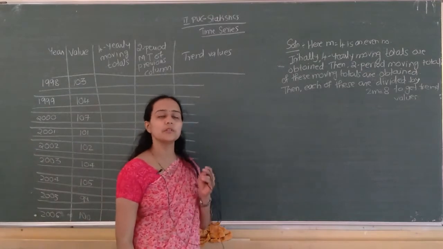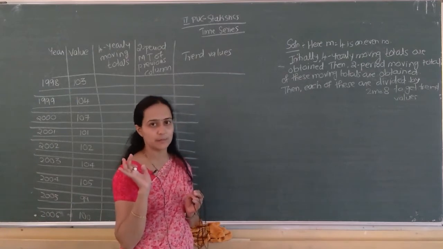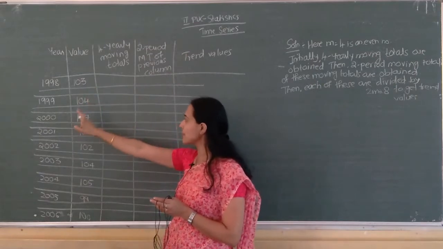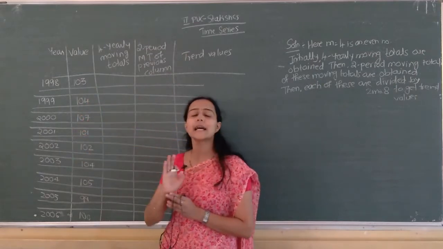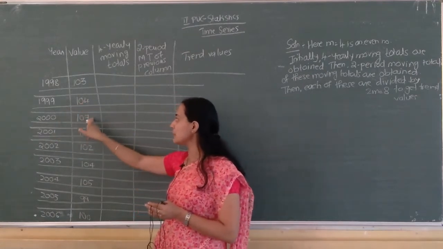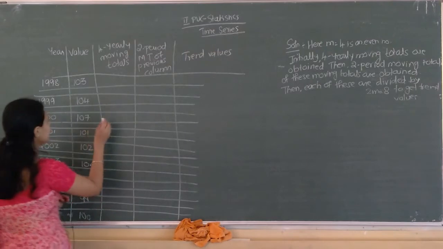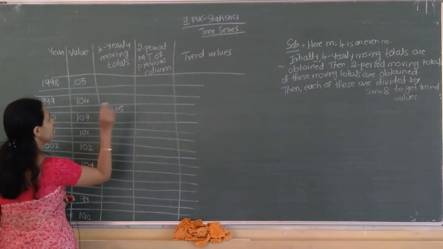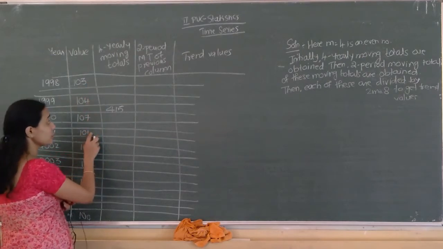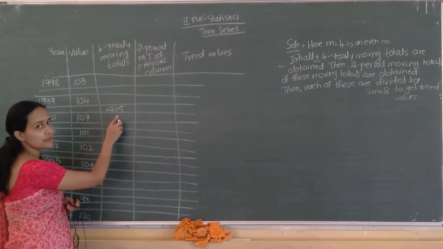So first what I have to do? First I have to compute 4 yearly moving totals. 4 period moving total I have to compute, isn't it? 4 yearly means 103 plus 104 plus 107 plus 101, right in the middlemost, that is between 104 and 107. Here I have to write. So total 415. Clear? Right in the middlemost, that is against second year and third year, that is 415.